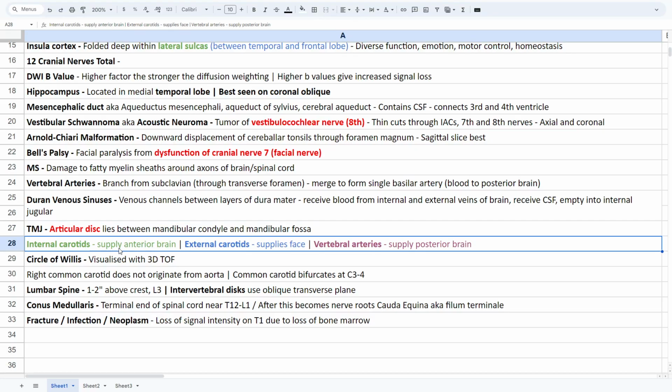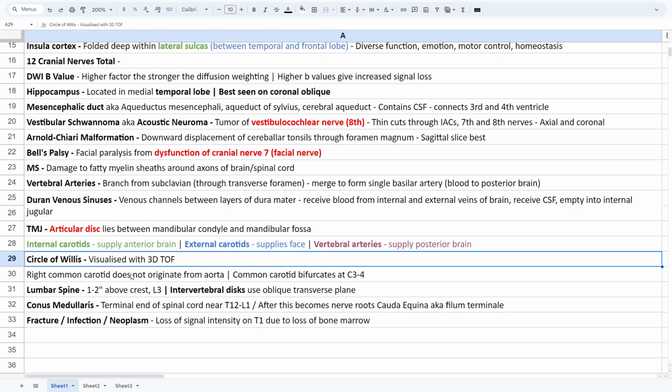Internal carotids supply the anterior brain. External carotids supply the face. And vertebral arteries supply the posterior brain. Internal carotids, anterior brain. External carotids, face. Vertebral arteries, posterior brain. Circle of Willis is visualized with 3D time-of-flight imaging. Note the right common carotid does not originate from the aorta, it's the brachiocephalic. Common carotids bifurcate at C3 and C4 into internal and external.